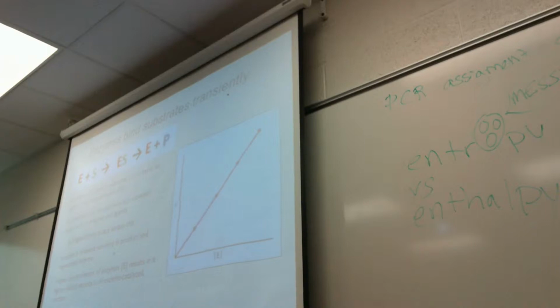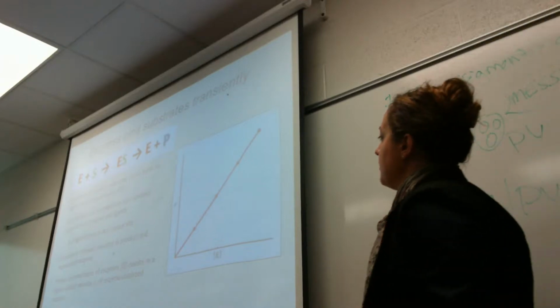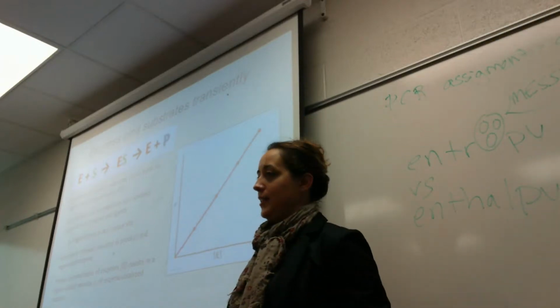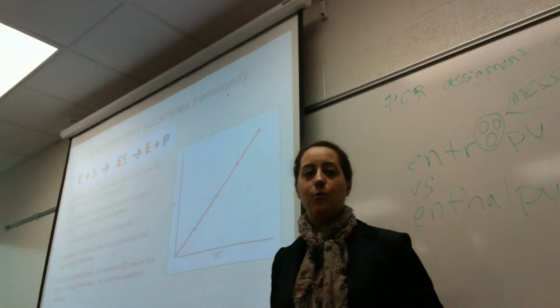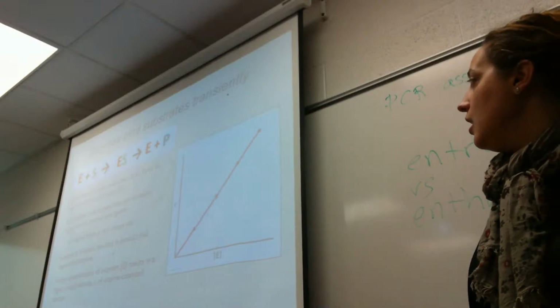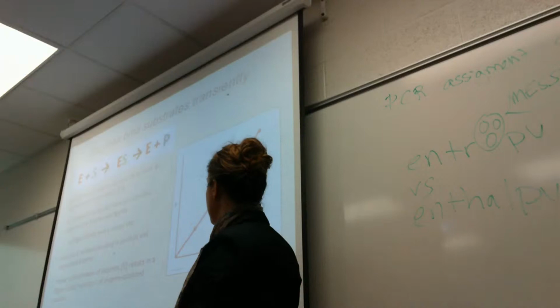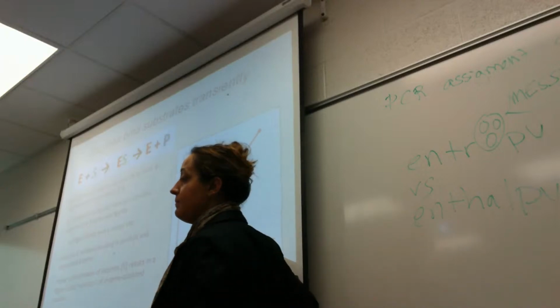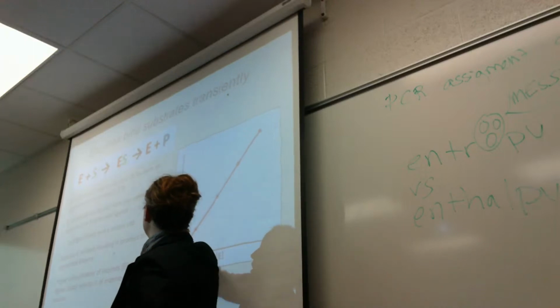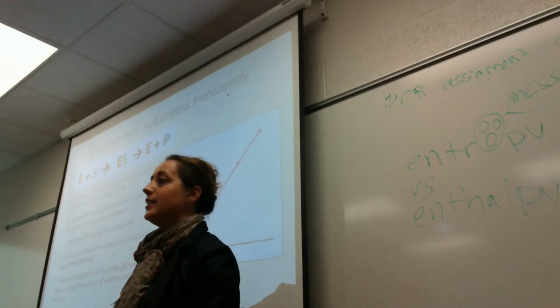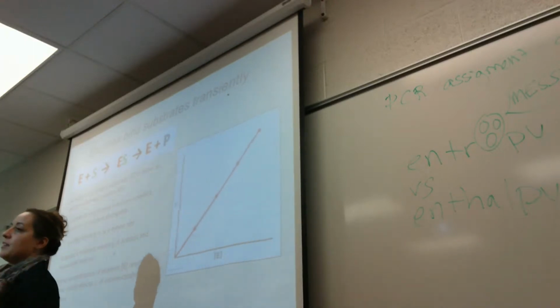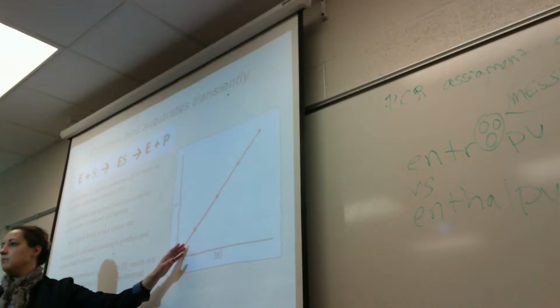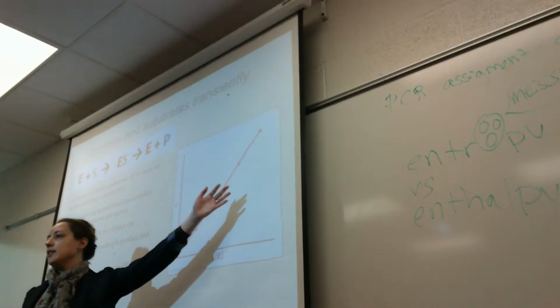Okay, so we can graph the action of enzymes in a couple of different ways. Whenever we are just looking at an enzyme, with the concentration of enzyme on the x-axis, and on the y-axis, the velocity or the rate of reaction, as you add more enzyme, the rate of reaction increases.